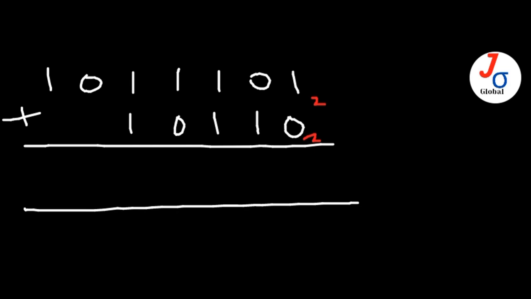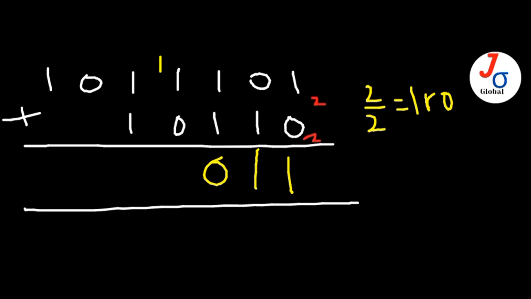So 1 plus 0 is 1, which is less than 2, so fine, 1. 0 plus 1 is 1, less than 2, fine, 1. 1 plus 1 is 2, but 2 is equal to 2, so I'm going to divide that by the base. The base is 2, and 2 divided by 2 is 1, remainder 0. So I'm going to write the remainder 0, then carry up this 1 here.